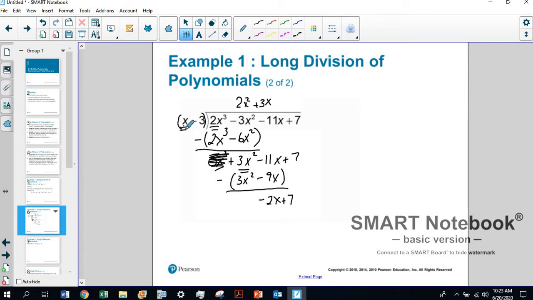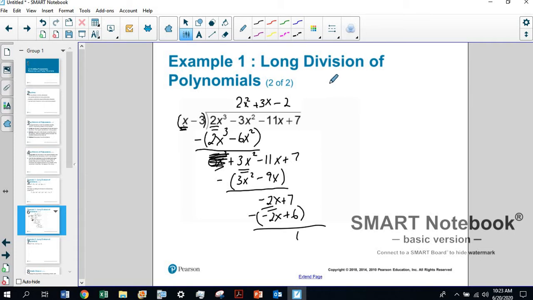And then what do I need to multiply x by to get negative 2x? I need a negative 2. And so negative 2 times x is negative 2x. Negative 2 times negative 3 is plus 6, but we're going to subtract the group. Negative 2x minus negative 2x, negative 2 plus 2 is 0x, good. 7 minus 6 is 1. Okay?